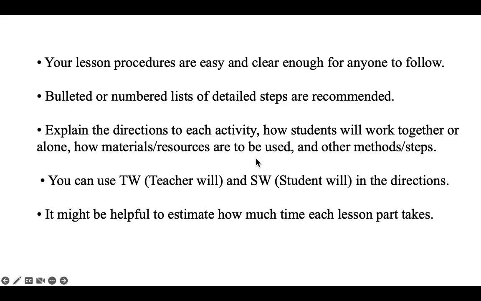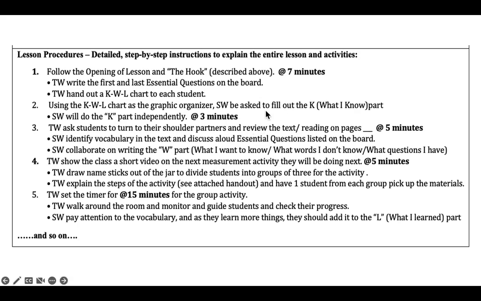Explain the directions to each activity, how many students are working on it, how you're going to divide them up, how materials are to be used, and any other things that go along with making that easy to understand. And you could use the acronyms TW and SW in your directions. And one last tip, if you're considering a 50-minute period, it might be helpful to put in time frames, approximate minutes, so you could plan where you are.